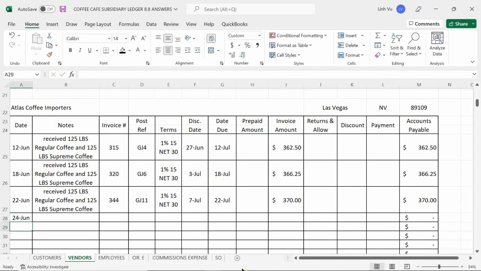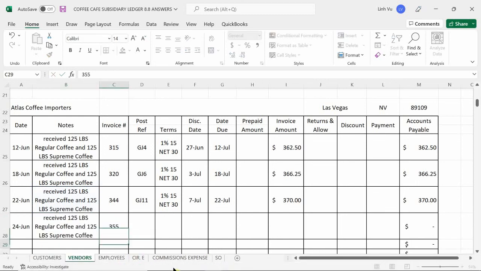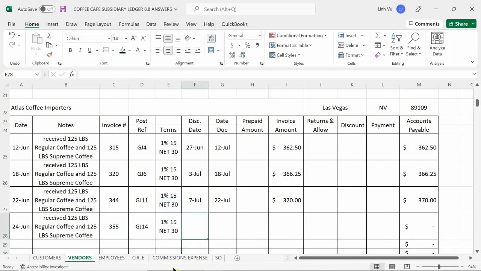Today is the 24th. We received 125 pounds. Invoice number 355. Terms are all the same. So in this case, if I pay within 15 days, I get to receive a 1% discount. Now, when is that last day for me to pay? It would be the 9th of July. And then what's 30 days later, upon receiving it on July 24th? It'll be July 24th, right? Good.